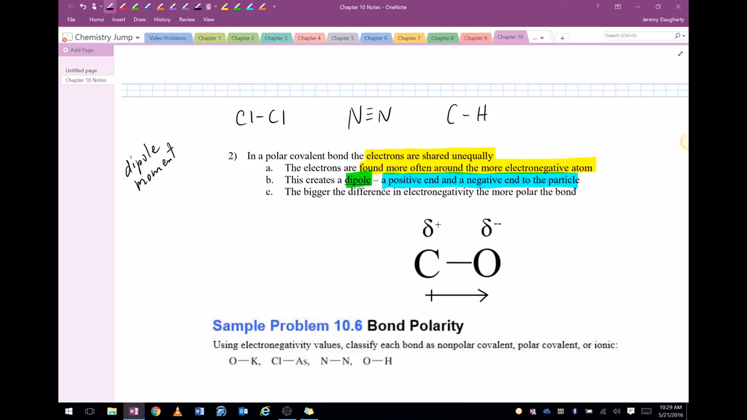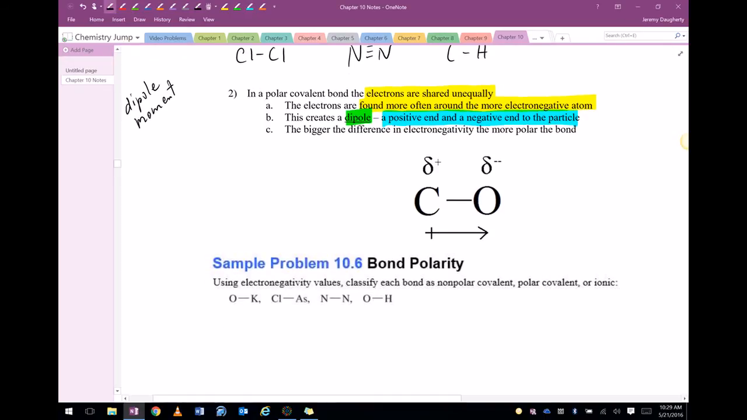Now, here are some ways that we show polarity. Here's a carbon-oxygen single bond. Right? In this carbon-oxygen single bond, this should just be a single line. Oxygen is more electronegative. Carbon is the less electronegative in this case. And so what happens is that this oxygen attracts the electrons with a greater force.